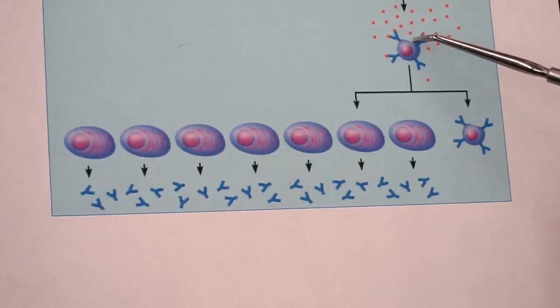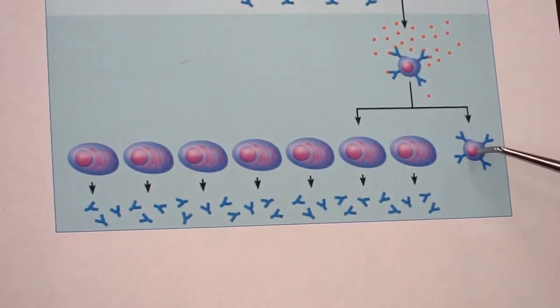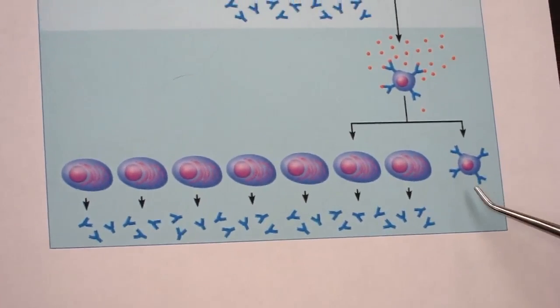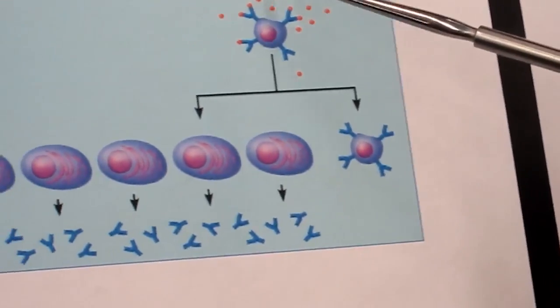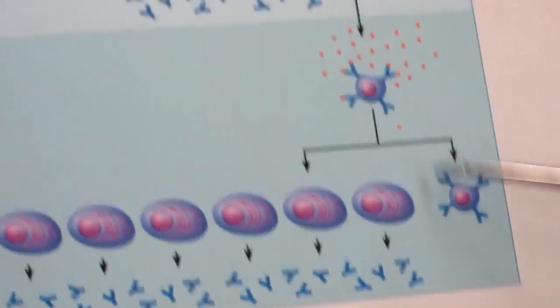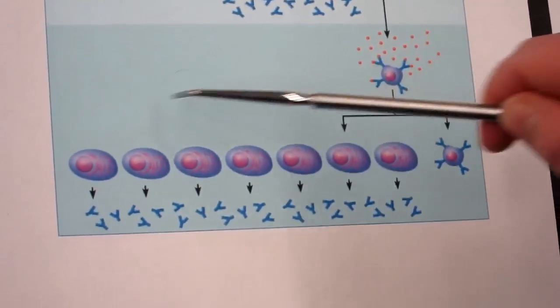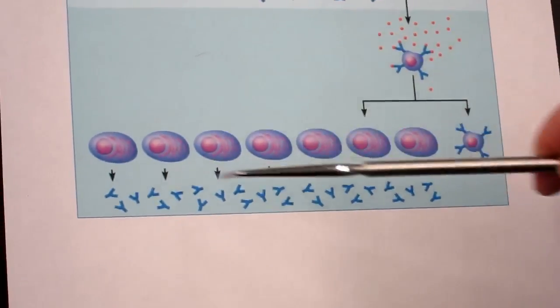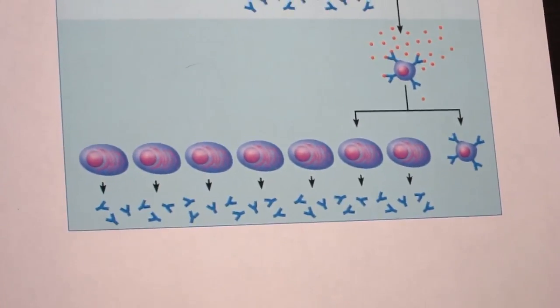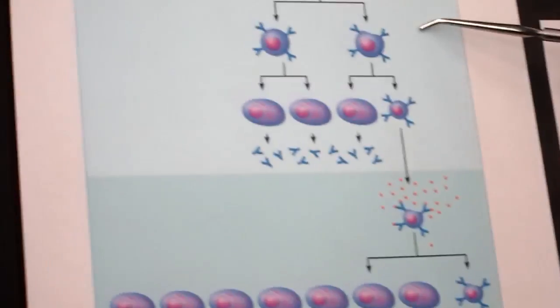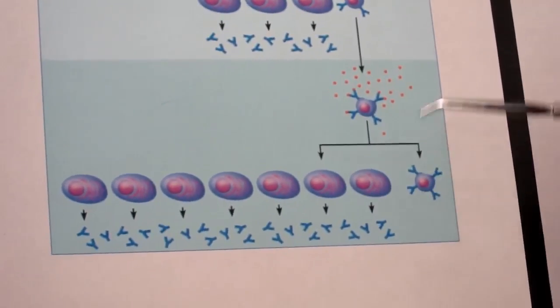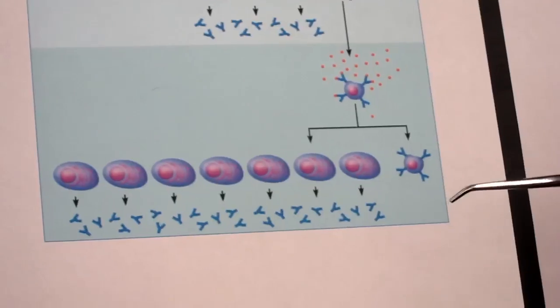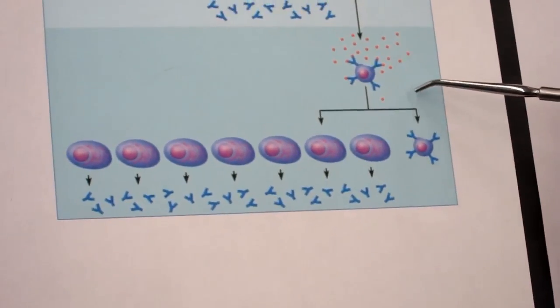Again, when we make our clone, some of the clone cells will differentiate into memory B cells. So if this antigen appears again, we'll repeat this part of the process. You only ever have one primary response, but you can have many, many secondary responses over the course of the lifetime of the organism.